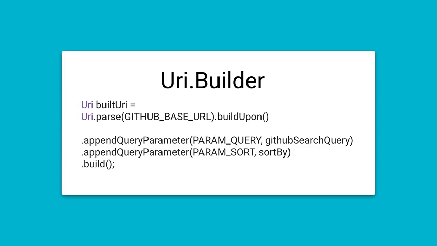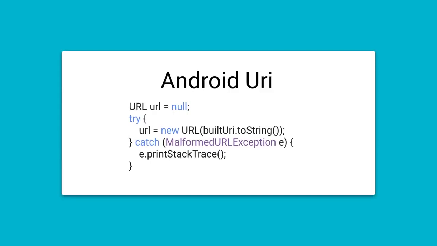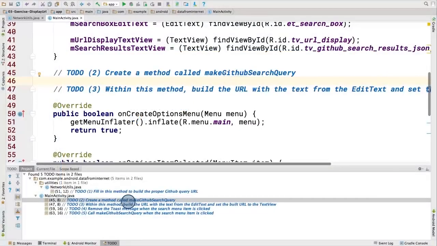Once we've created our base URI by parsing the GitHub base URL string, we create a Uri.Builder using the buildUpon method. Then we can call appendQueryParameter for our search query and sort fields. Finally, we call build to produce the URI we'll use to query GitHub. However, this produces an Android URI, while our method requires a Java URL, all caps. We can convert our new built URI to a Java URL by passing it as a string parameter to the Java URL constructor. Then we move to MainActivity.